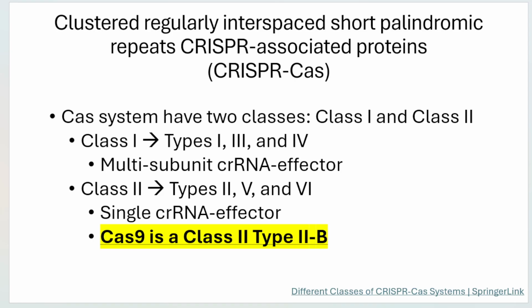Not important for today anyway, it's just to give you a scope of how many there potentially are in the world. And Cas9 is a class 2 type 2b. So it's pretty specific. There's a phylogenetic tree of all of it, and you'll find that Cas9 is just one of many different Cas systems out there.